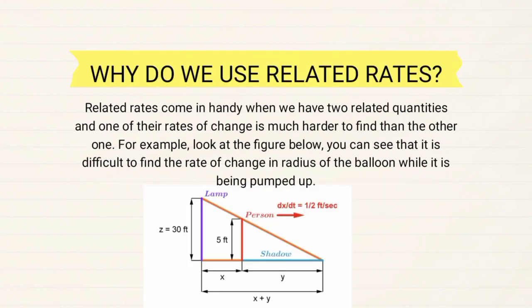But why do we use related rates? Related rates come in handy when we have two related quantities and one of the rates of change is much harder to find than the other one. For example, look at the figure below. You can see that it is difficult to find the rate of change in radius of the balloon while it is being pumped up.